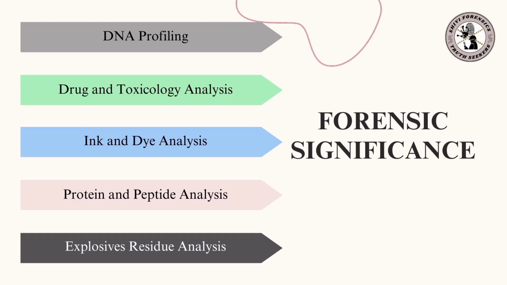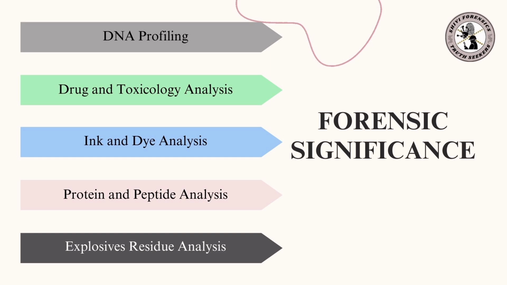So further we will discuss forensic significance. First is DNA profiling. The primary use of DNA profiling in forensic science is STR analysis for human identification. Second is drug and toxicology analysis. Capillary electrophoresis separates and identifies charged drug molecules, for example cocaine, amphetamines, opioids, hallucinogens, etc., in biological samples. It is also used for seized drug analysis, like purity testing and adulterant detection.